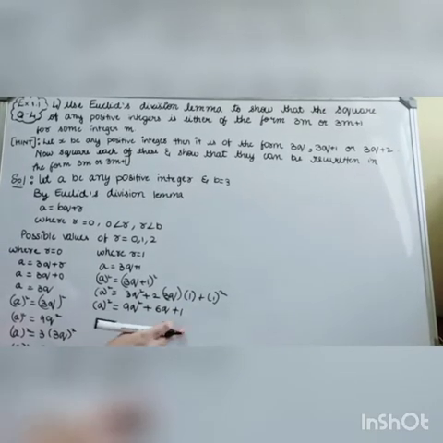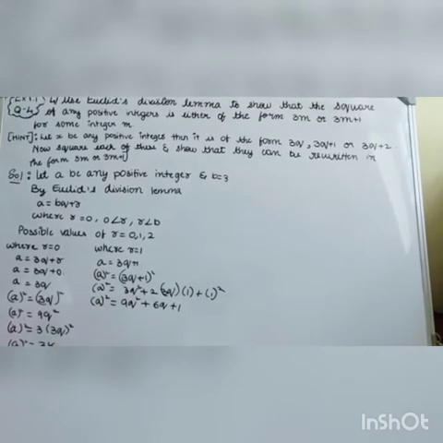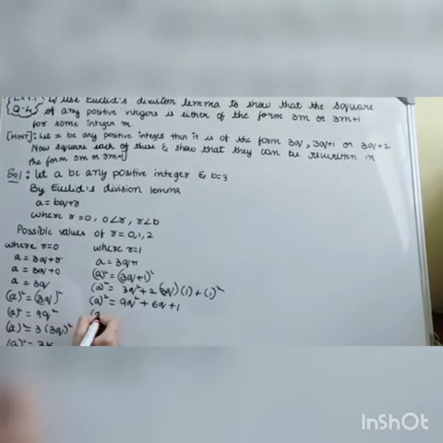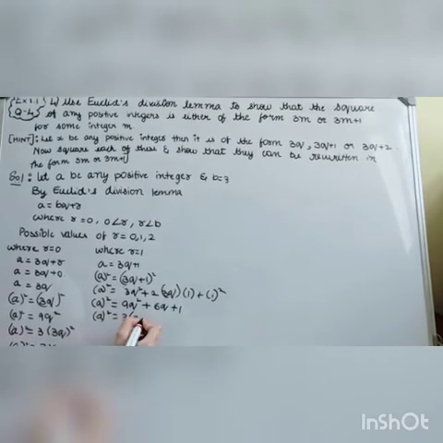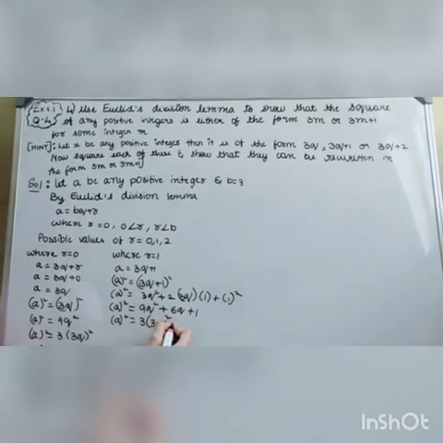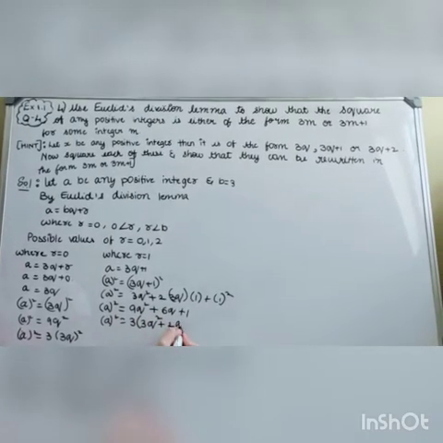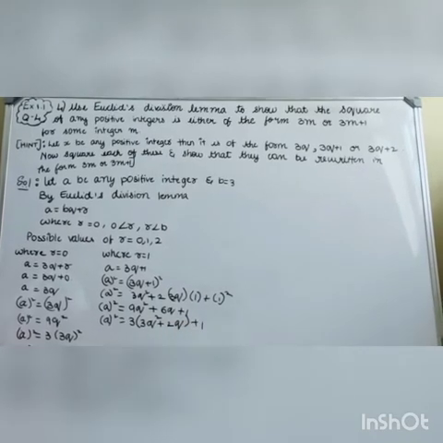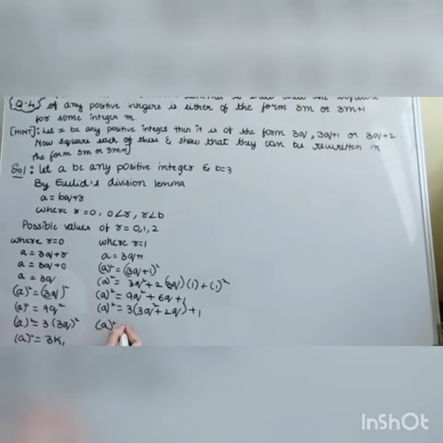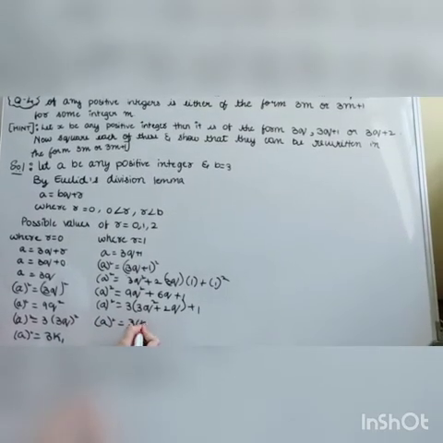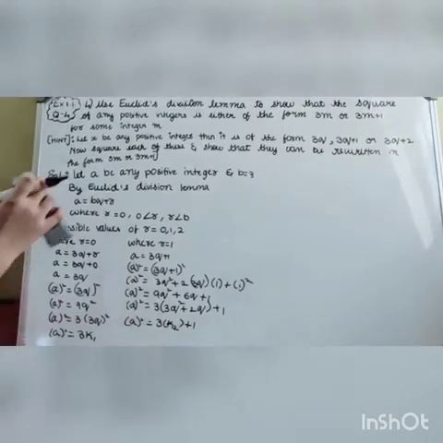So now here I'll take 3 as common, because 9 and 6 come in the 3 table. I took 3 as common: 3 3s is 9 and 3 2s is 6, and here plus 1. Now this bracket can be written as k2, so we get 3k2 plus 1.